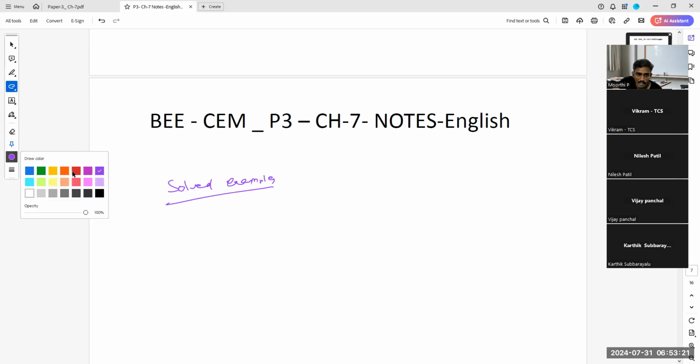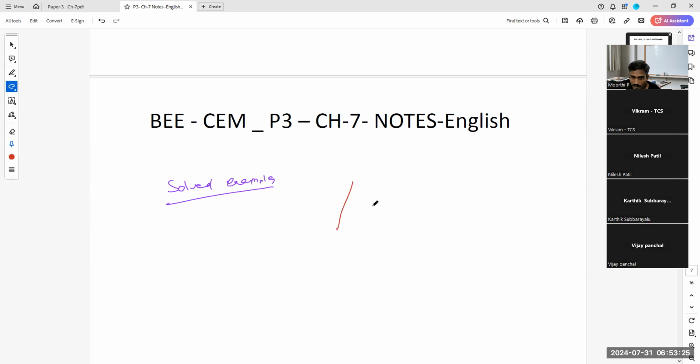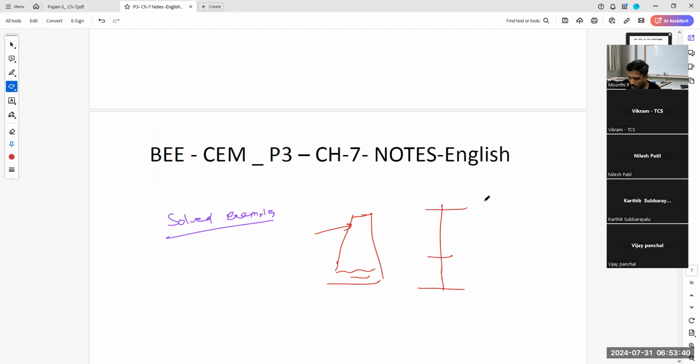Okay, solved examples. You draw the diagram always, the cooling tower, for basic understanding. Cooling water in, here out. This is the inlet, 41 degree. Cold water outlet 31 degree. This is wet bulb temperature 27 degree Celsius.